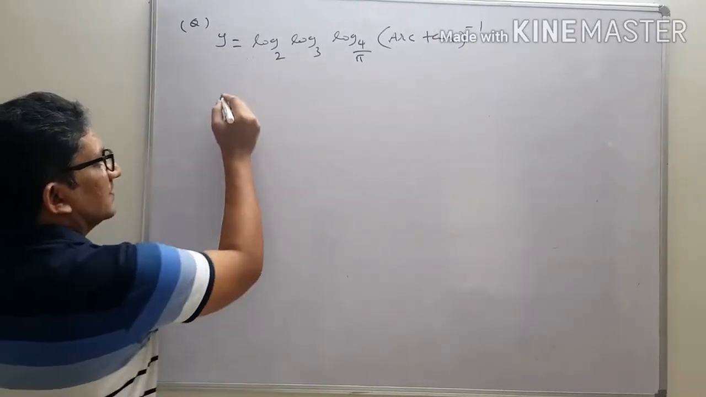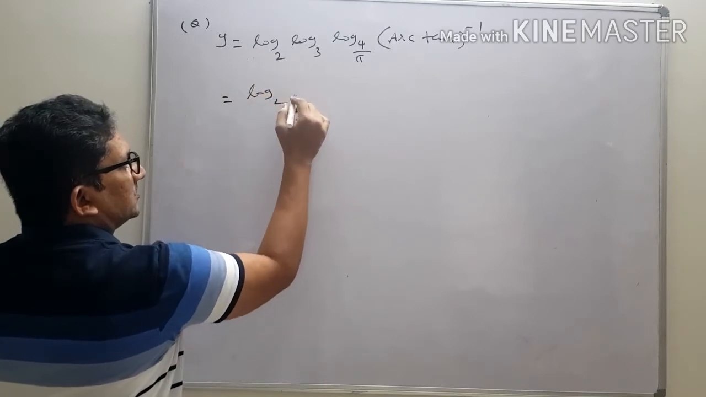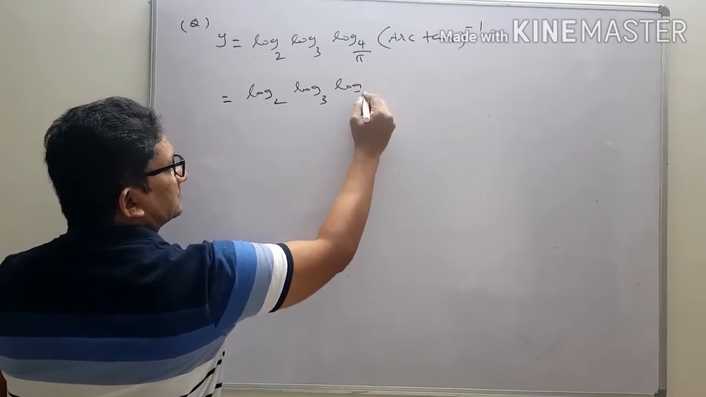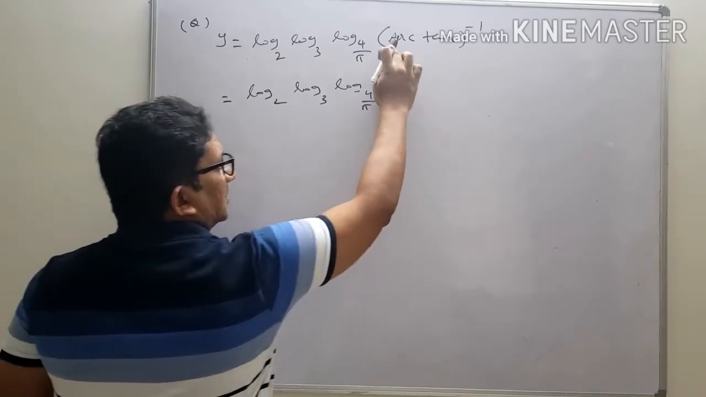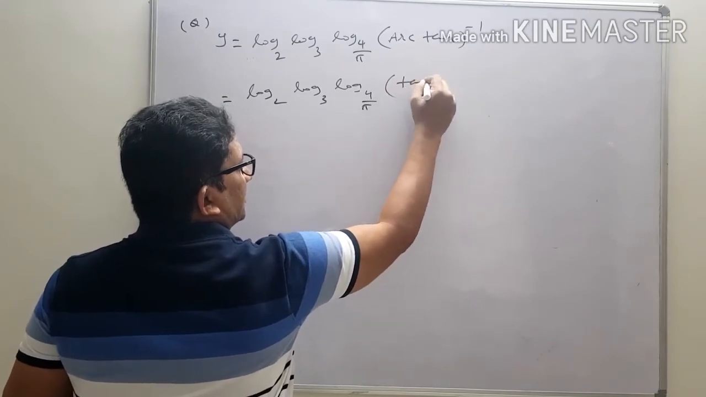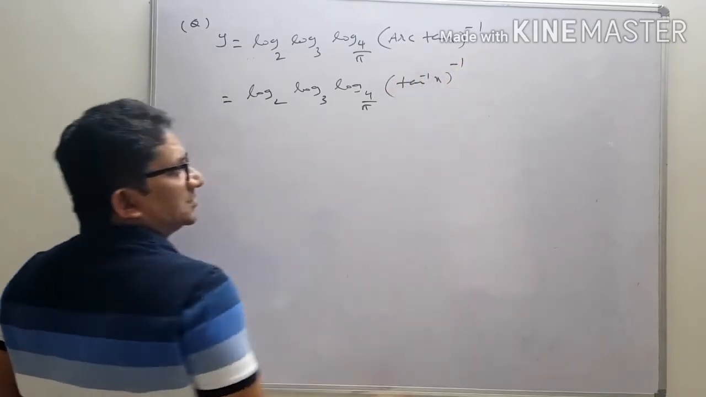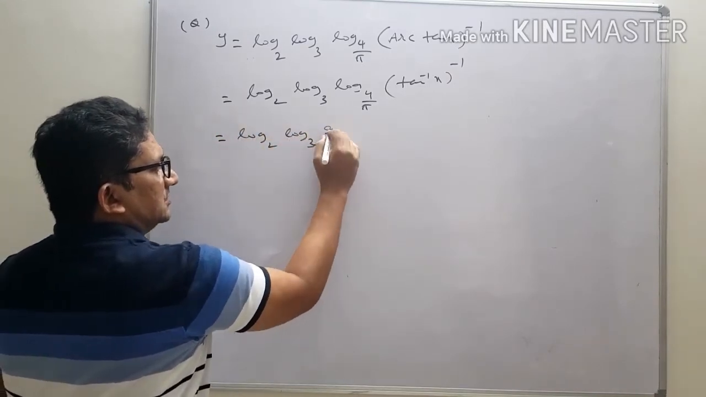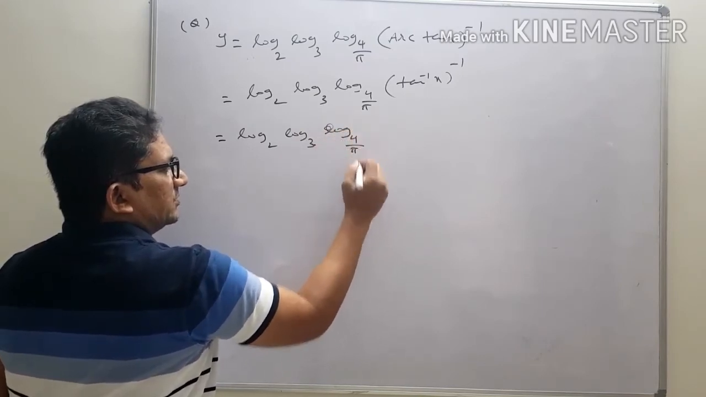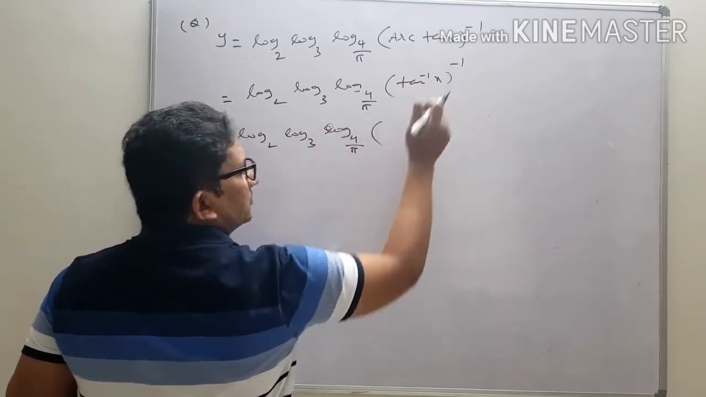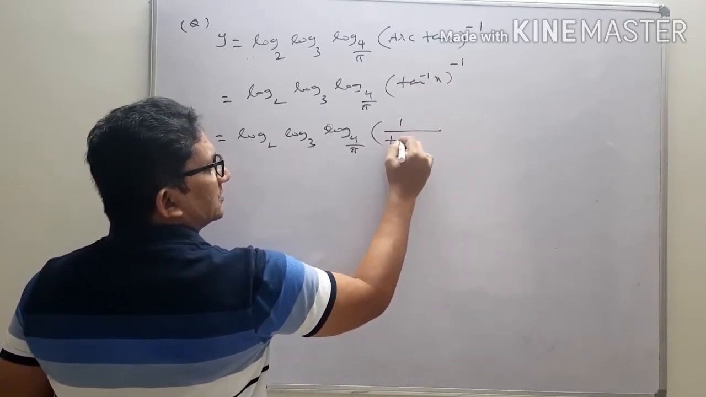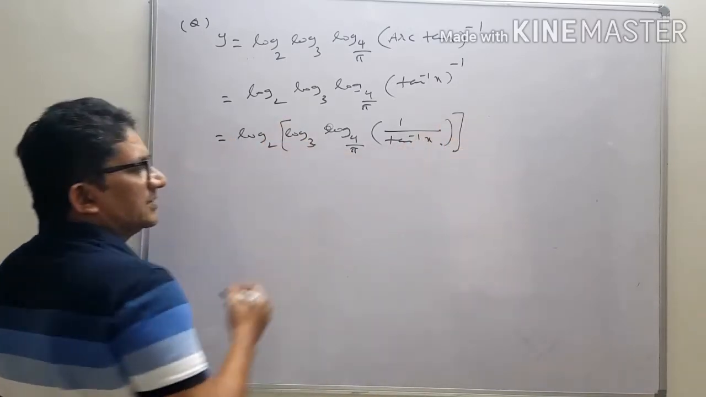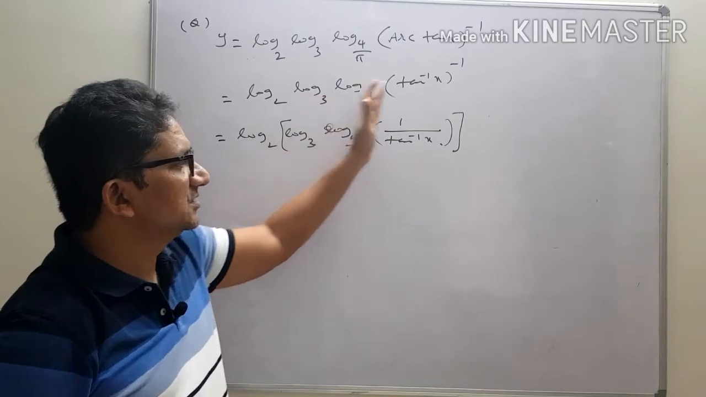That means your question can be written like this: logarithm base 2, logarithm base 3, logarithm base 4 by 5, and inside it arc tan x, that is tan inverse x, whole to the power of minus 1. The next step: tan inverse x whole to the power of minus 1 can be written as 1 by tan inverse x. This is your question. I am keeping a bracket to show that an outside logarithm is there, and this whole thing is inside.